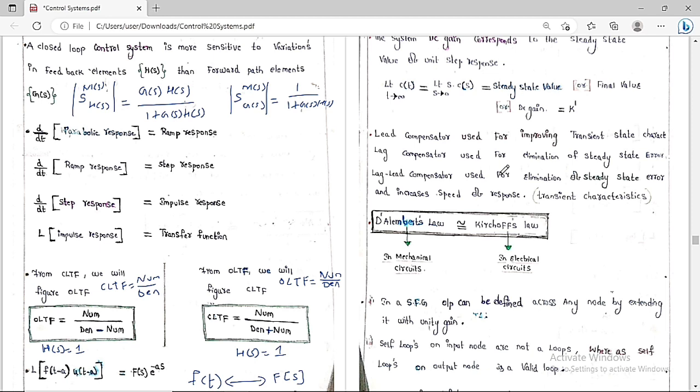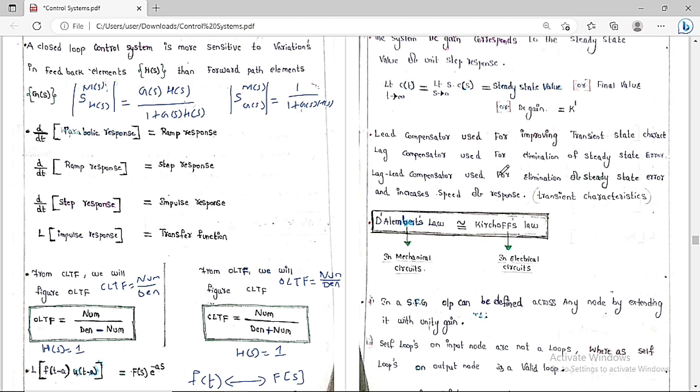So finally, I can say that the lead compensator is used for improving the transient state characteristics, meaning it is going to increase the speed of the response, the rise time is going to decrease, and it also increases the gain crossover frequency. Whereas the lag compensator is used to improve the steady state characteristics, meaning it is going to decrease the steady state error. And the lag-lead compensator is going to improve both the transient state characteristics as well as the steady state characteristics. So it increases the speed of the response as well as decreases the steady state error.